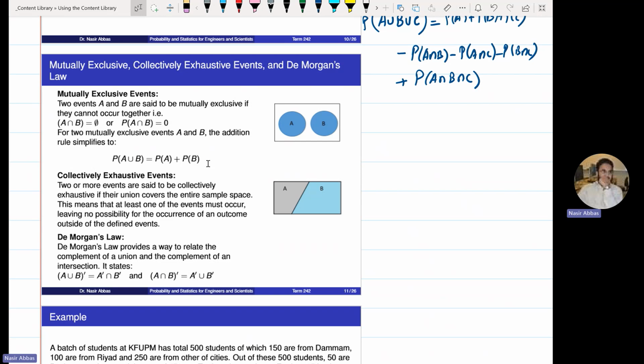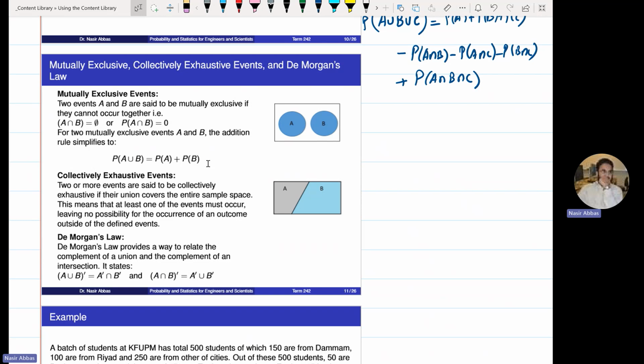If they cannot occur together. For example, I roll a die. Event A is that I get an even number. B is I get an odd number. Can I have a number that is even and odd at the same time? So I cannot perform the experiment and the outcome satisfies both event A and B. Here you can say A and B are mutually exclusive.